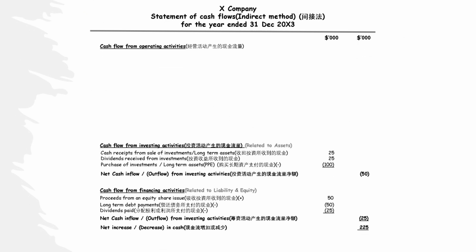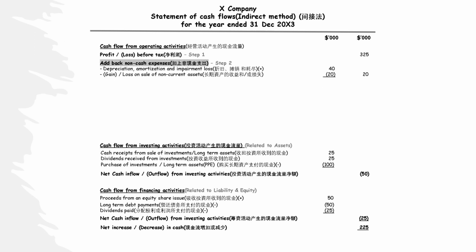For the indirect method statement of cash flows, the difference will be only the cash flows from operating activities part. We will start with profit or loss before tax. Add back non-cash expenses such as depreciation, amortization, and impairment loss, and gain or loss on sale of non-current assets.